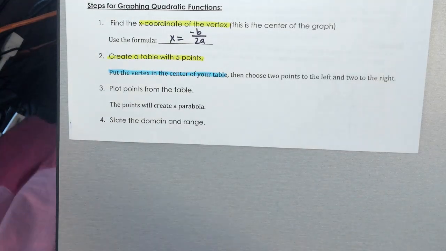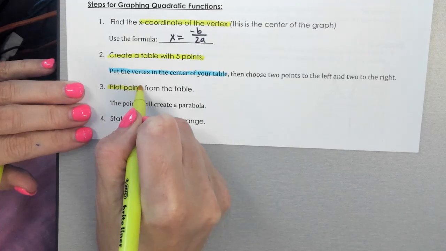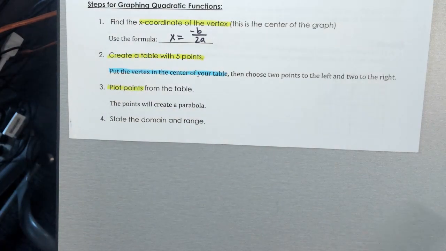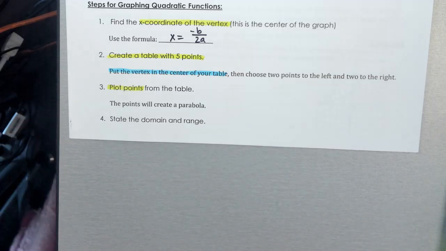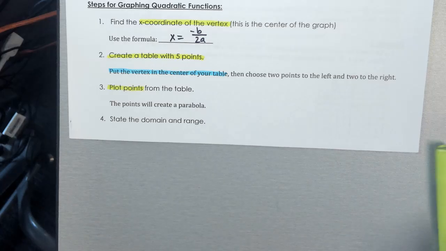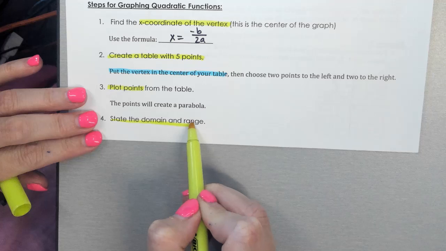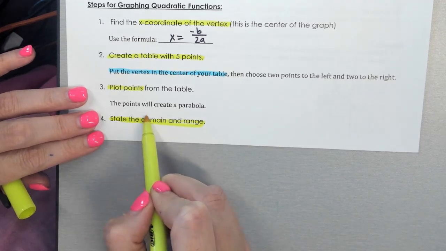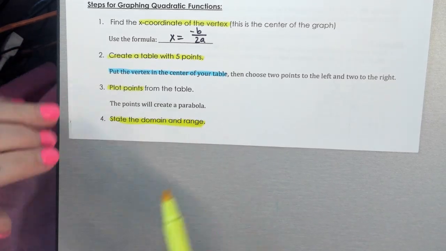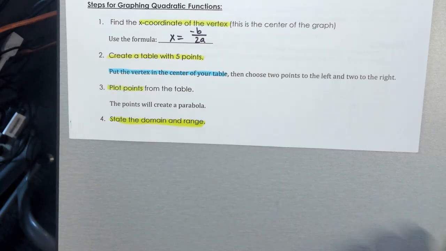Okay, our next step is going to be to plot points from your table, and they should create a parabola. If they don't, something went wrong. So if you're connecting it and it's not a U shape, then I want you to go back and check. Okay, sometimes when I'm grading things, I see some interesting shapes. We know it should be a U. So if it's not, please double check your work.